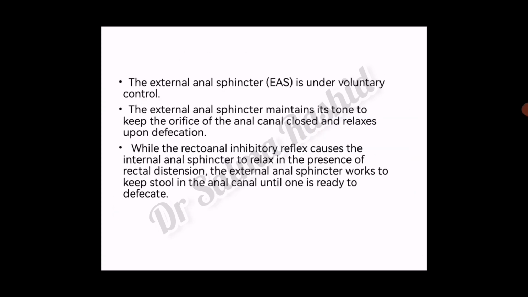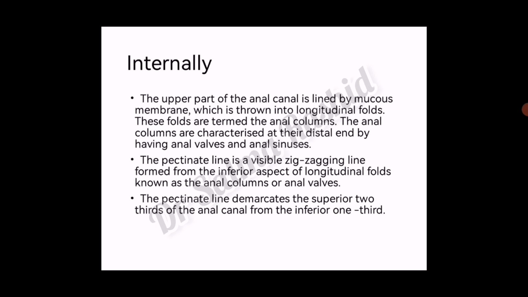Now, the external anal sphincter is under voluntary control. The external anal sphincter maintains its tone to keep the orifice of the anal canal closed and relaxes upon defecation, while the anorectal inhibitory reflex causes the internal anal sphincter to relax in the presence of rectal distension. The external anal sphincter works to keep stool in the anal canal until one is ready to defecate. So, external anal sphincter is under voluntary control.